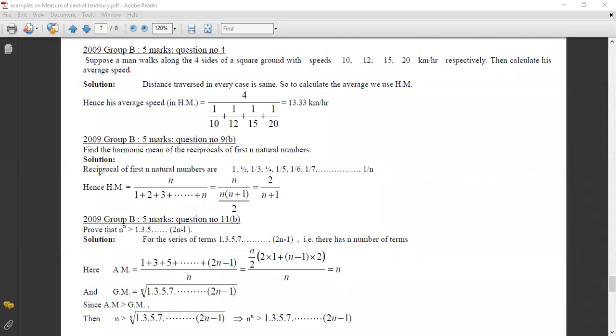Now let us go for this example. Find the harmonic mean of the reciprocals of the first n natural numbers. কি বলেছে? Find the harmonic mean HM of the reciprocals of the first n natural numbers.